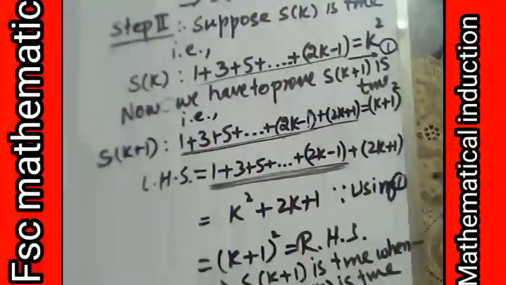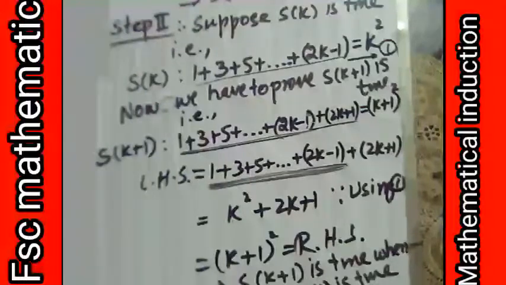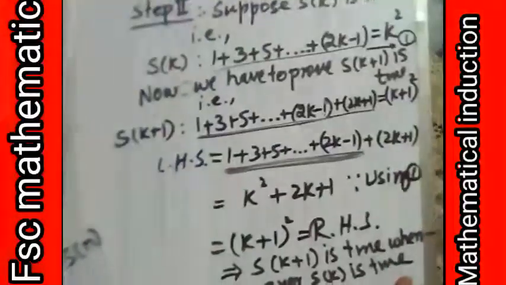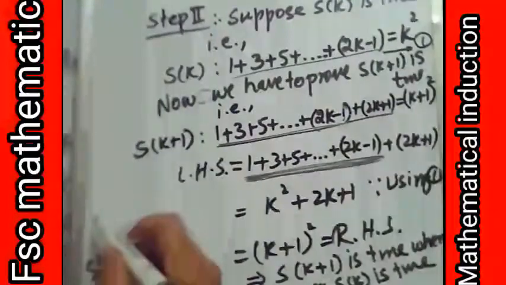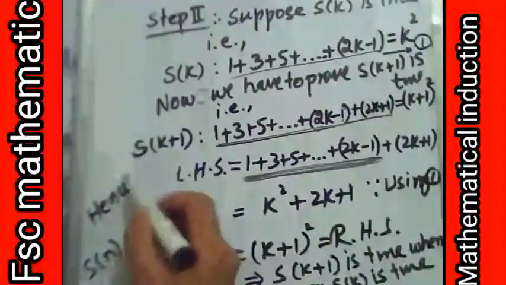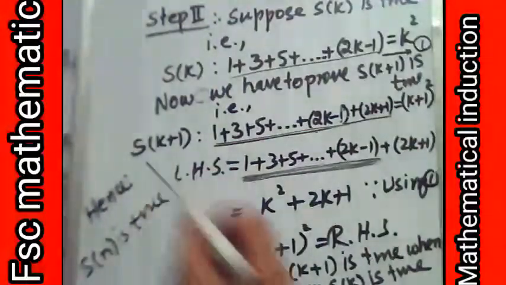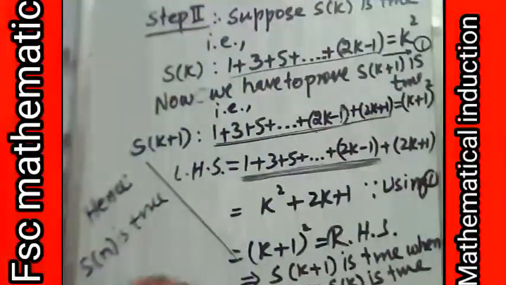Now we can conclude. What is the conclusion? According to the mathematical induction principle, the conclusion is that S of n is true. Hence we write conclusion: S of n is true for all positive integers.